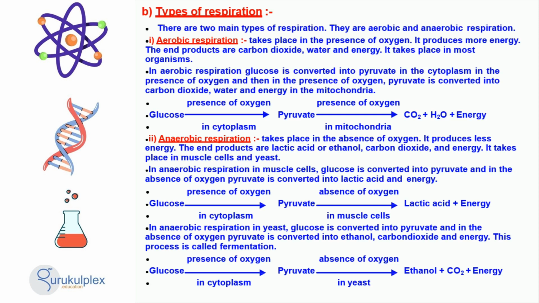In muscle cells, glucose is converted into pyruvate in the absence of oxygen and further into lactic acid and energy. In yeast, glucose is converted into pyruvate and, without oxygen, pyruvate is converted into ethanol, carbon dioxide and energy, a process known as fermentation.